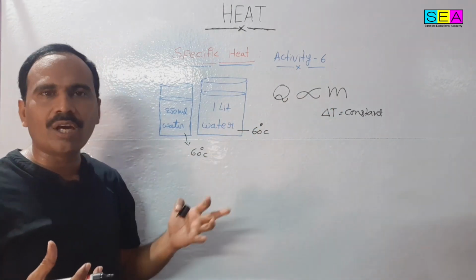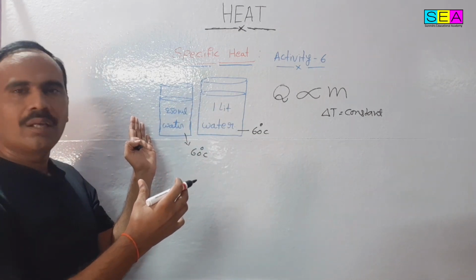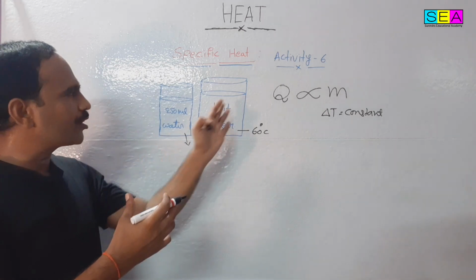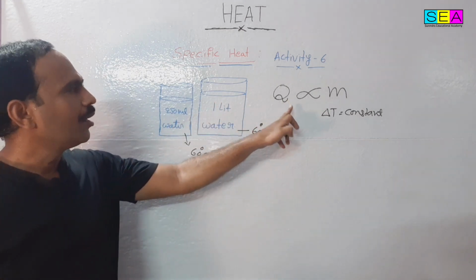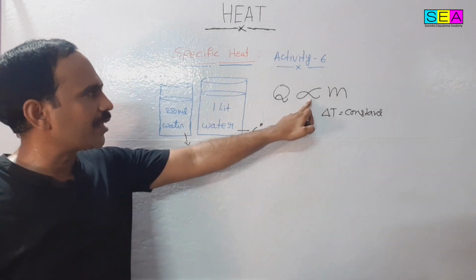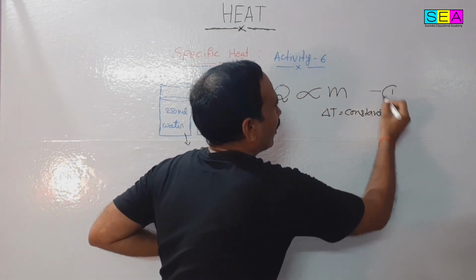Why is it taking a large quantity of heat? Because its mass is more compared to the other beaker. Its water mass is more, it is 1 liter, while the other is only 250 ml. So the quantity of heat energy is directly proportional to mass. This is equation number 1.